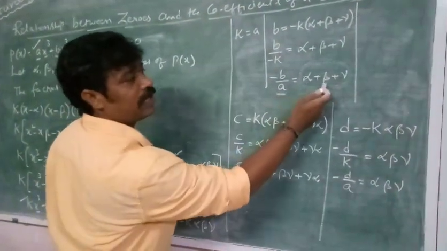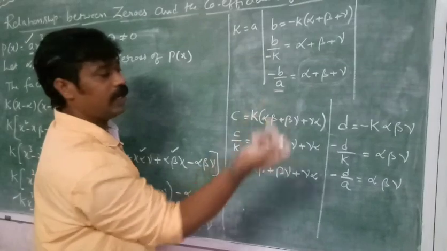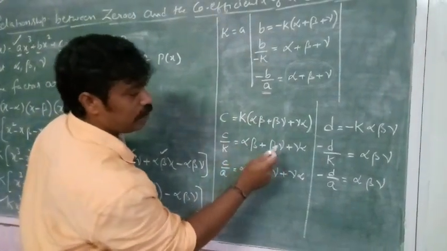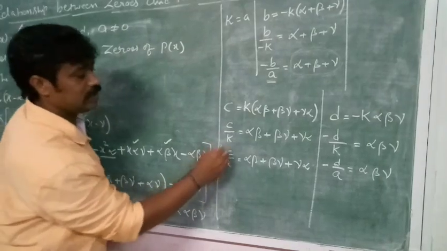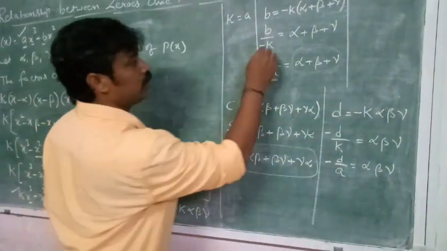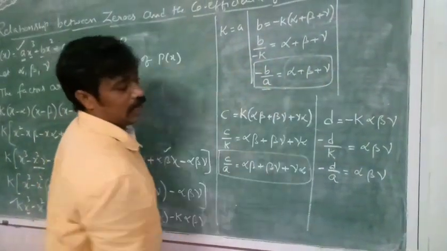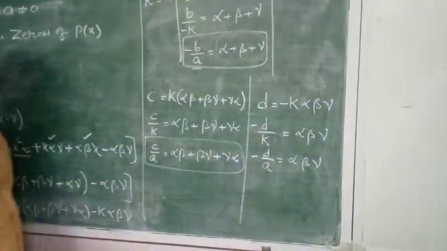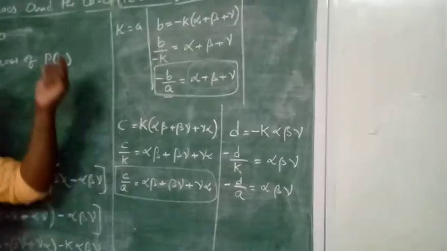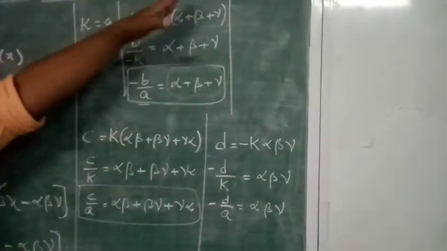So alpha plus beta plus gamma is equal to minus b by a. Similarly, alpha beta plus beta gamma plus gamma alpha is equal to c by a. So this is the second relation. Similarly, alpha beta gamma, the product of zeros, is equal to minus d by a. So this is the relation between zeros and the coefficients of a cubic polynomial.